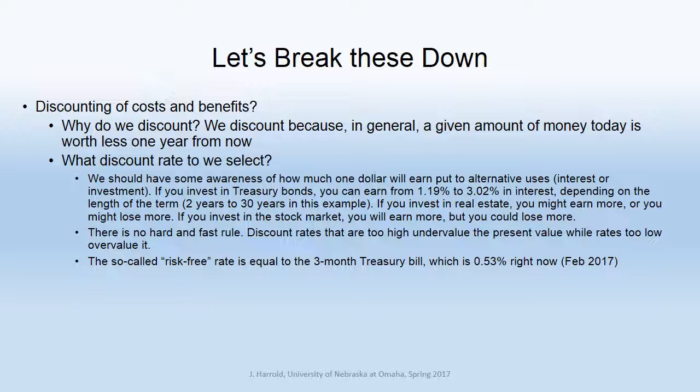Treasury bonds from 2 to 30 years are worth between just over 1% and 3% in interest right now. But there's other ways that people invest their money. They invest in real estate where you might earn more, but you might lose more. You invest in the stock market where you will earn more, but you could probably lose more money. So the point is that if we're using the government's money, we have to be thinking through at what rate we think that money could be used alternatively.